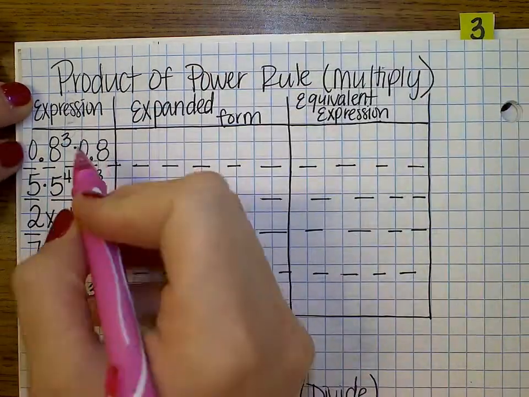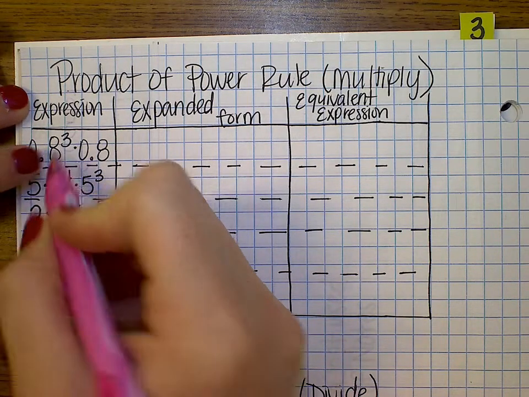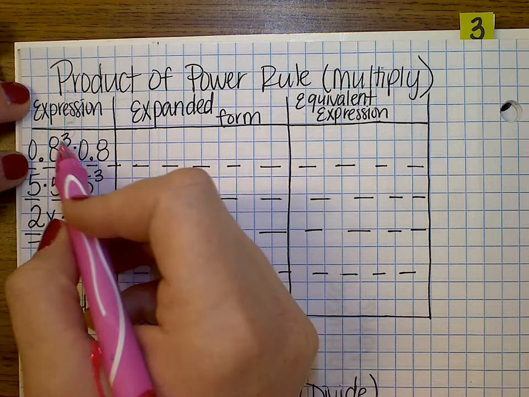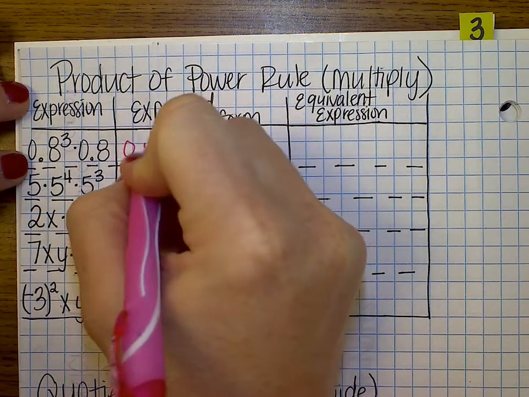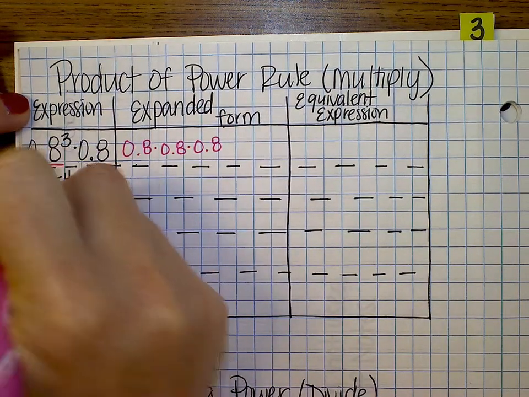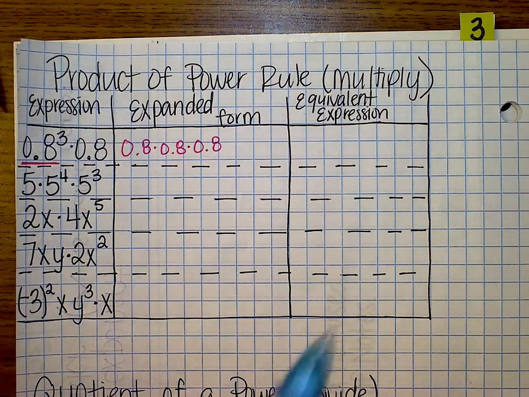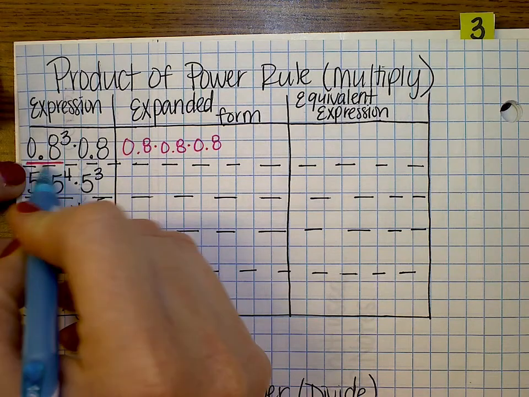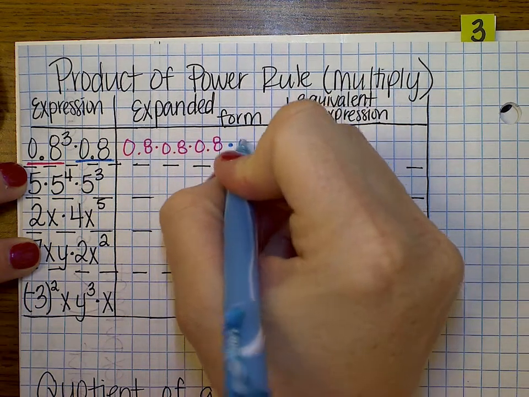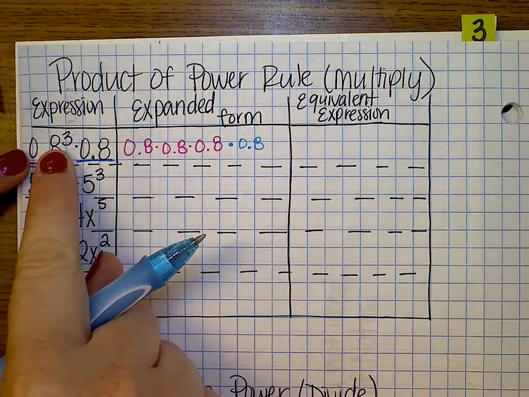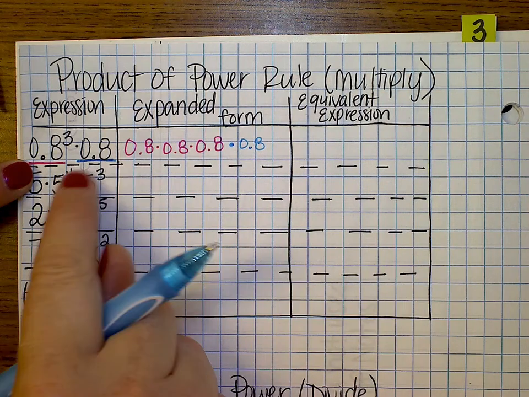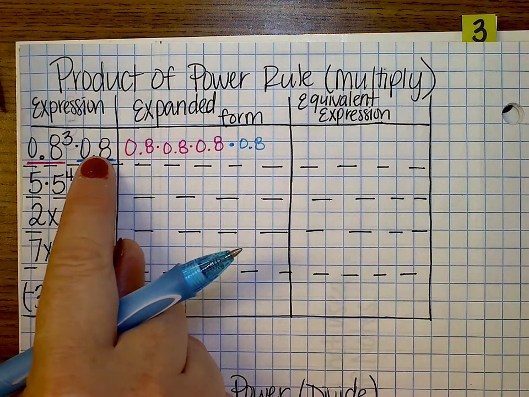So expanded form. If we have 0.8 to the third, just like if we had 8 to the third, that means you have three 0.8s. So 0.8 times 0.8 times 0.8. That's this information. But what I kept seeing on the assignment is people would just rewrite that as their answer. But you have to remember that there's also a times 0.8 at the end. This 3 just accounts for this. So there's 3 from that, and then there's 1 from the 0.8 that's multiplying.